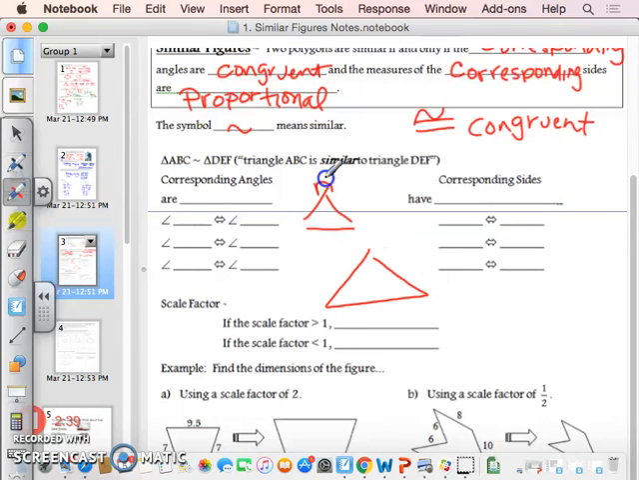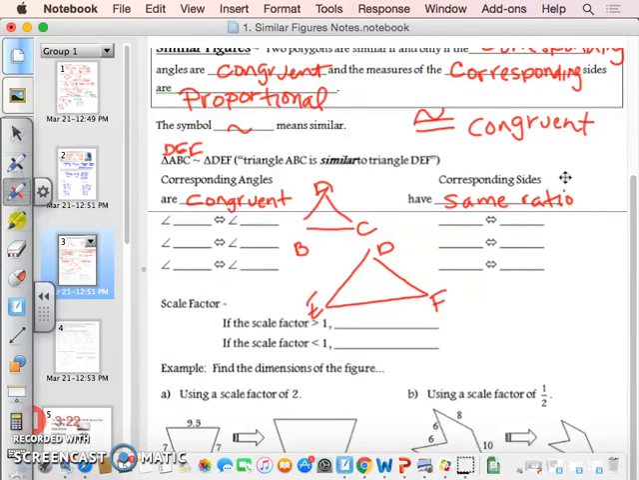So I'm going to call this A, B, C, and this one will be D, E, F. And be careful that you put your letters corresponding to each other. So if I wrote D, E, F above A, B, C, I know that A and D correspond, B and E correspond, and C and F correspond. So I know that the corresponding angles are going to be congruent. And I know the corresponding sides have the same ratio.